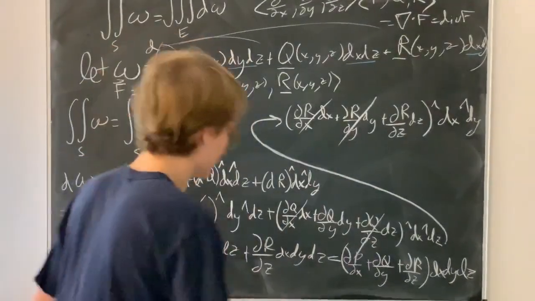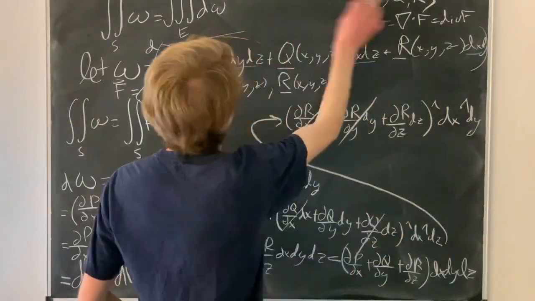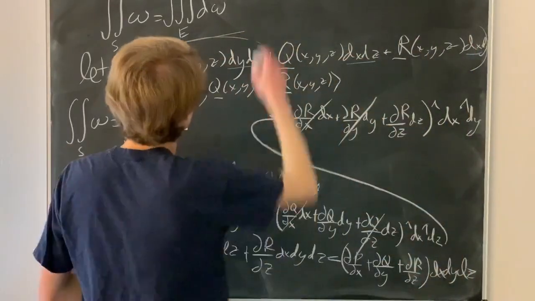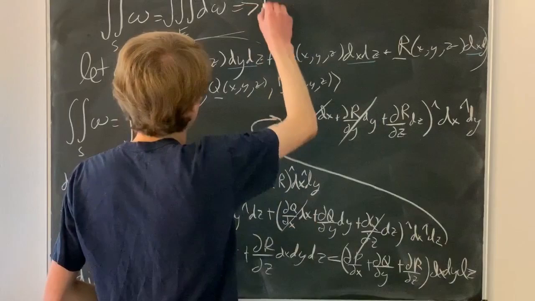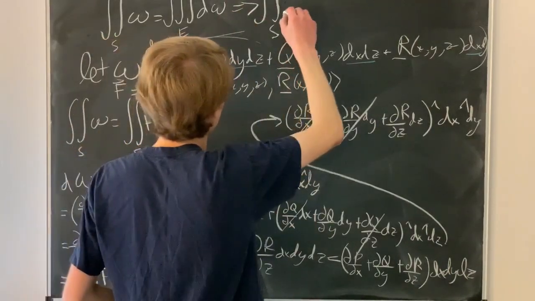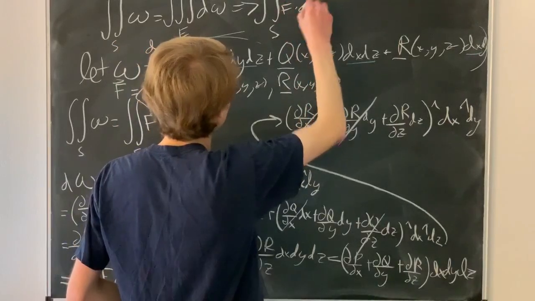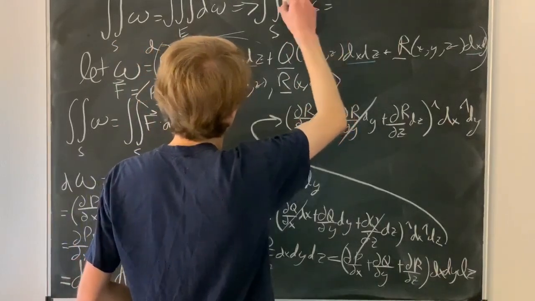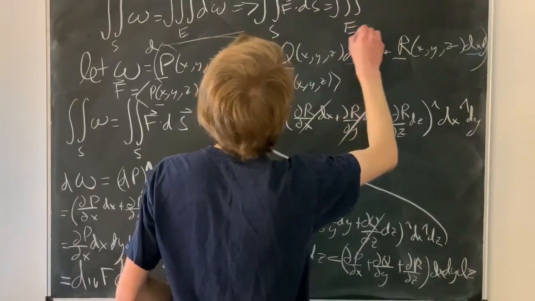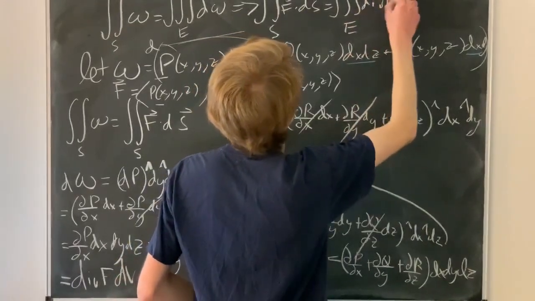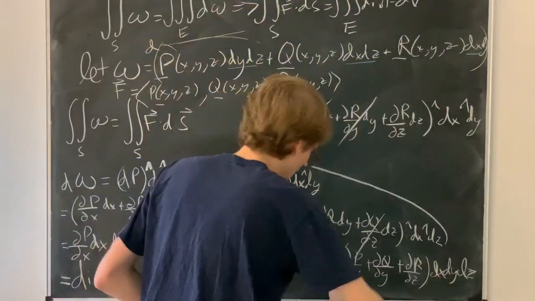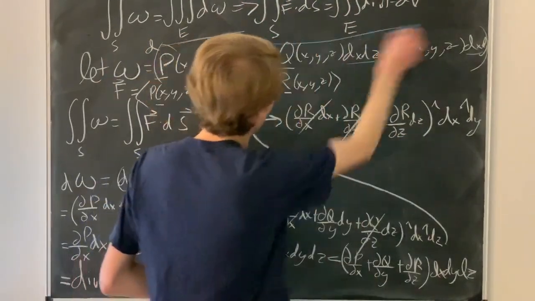We have proven this, and we can thus happily conclude the double integral over s of f dot ds is equal to the triple integral over e, the divergence of f dv. This is what we were trying to prove.